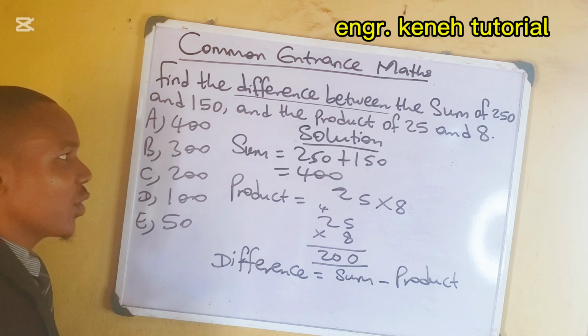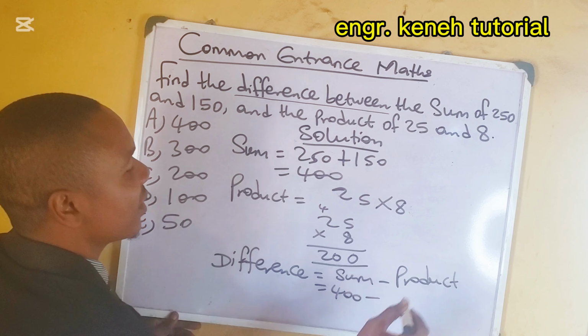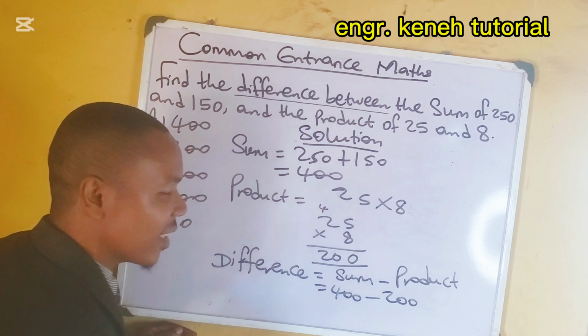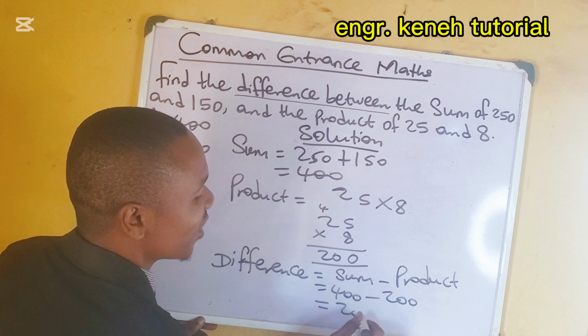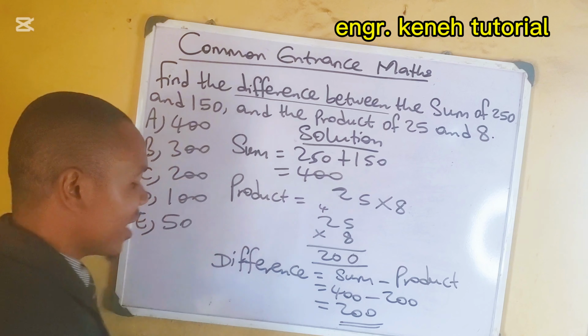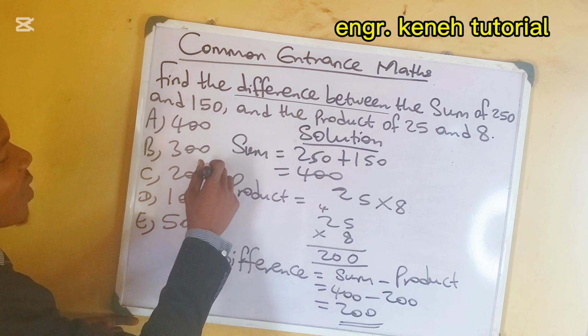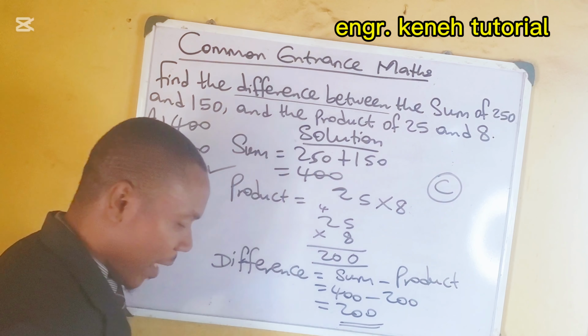Sum minus what? Product. The sum we obtained is 400, while the product we obtained is 200. Can you see that? You say 400 minus 200, that will give us what? 200. Can you see that? It means that the difference we are talking about here is what? 200. So the right option is what? Option C.